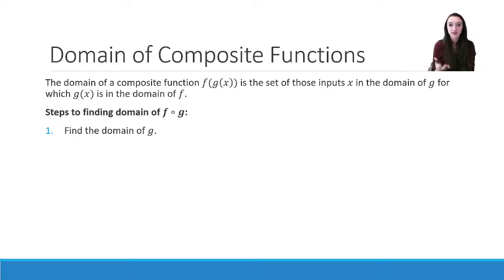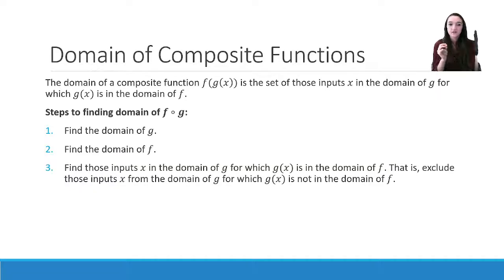So the steps to finding the domain of f of g. First, find the domain of g. Second, find the domain of f. Third, find those inputs in the domain of g, so we're looking at the domain of g, where g of x is in the domain of f. So that is, we're going to exclude anything from the domain of g where its output is not in the domain of f. Again, still confusing, I realize, but let's apply this.